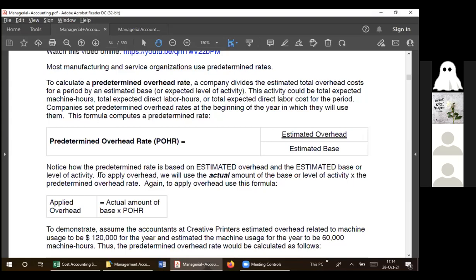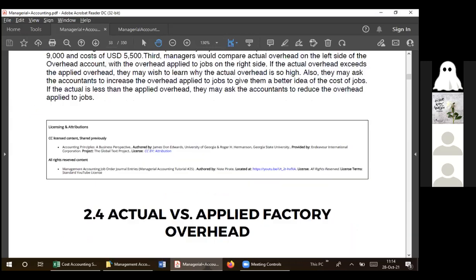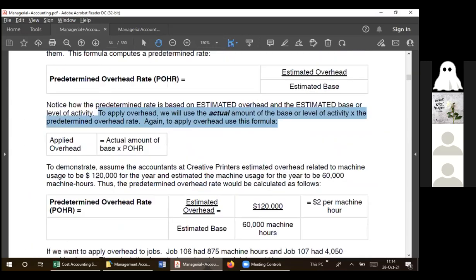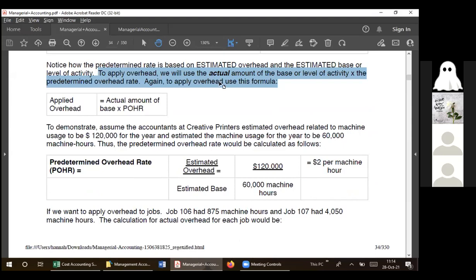Okay, so to apply overhead, we use the level of activity that we know, or the actual amount of the base, to the predetermined overhead rate. So when we multiply the predetermined overhead rate we calculated before by the actual amount of activity we have, we get the applied overhead, or what's actually our overhead for that period.